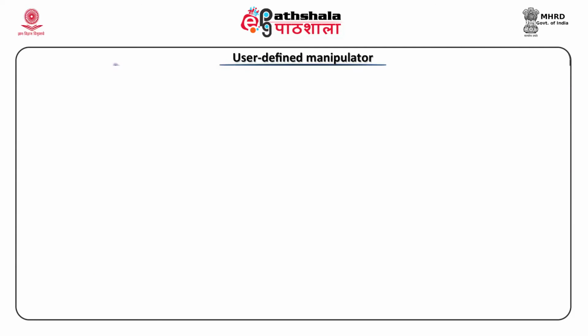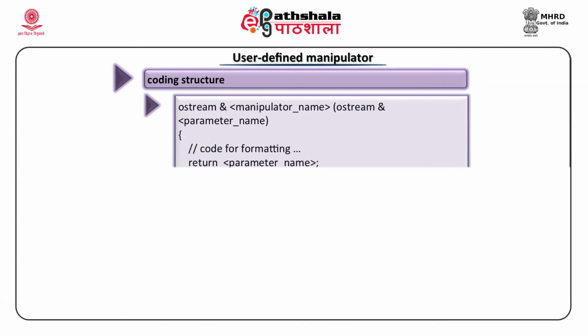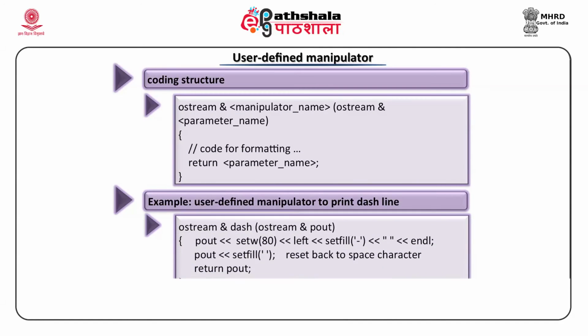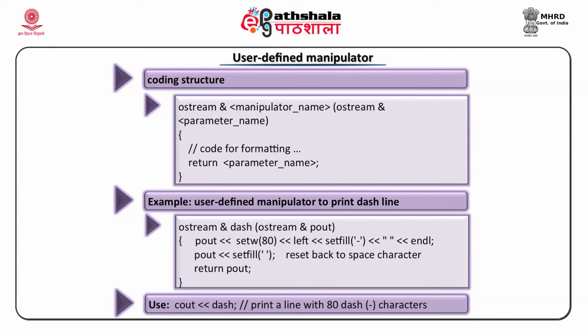User defined manipulator. Manipulators, as we have said in the advantages, they can be used in cascaded fashion, and the second advantage was that user can define their own manipulators. How user can define their own manipulators? To define their own manipulators, we should follow this specific coding structure where the return type is the reference to the stream, then manipulator name we will specify, and the parameter should again be the reference to the stream.